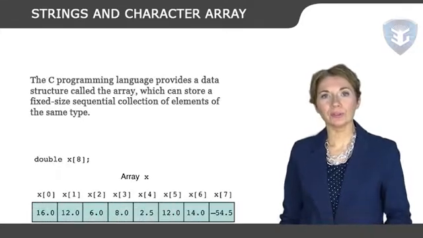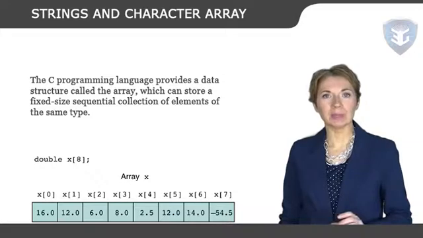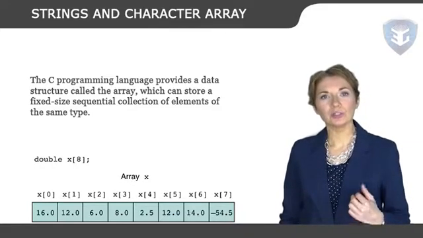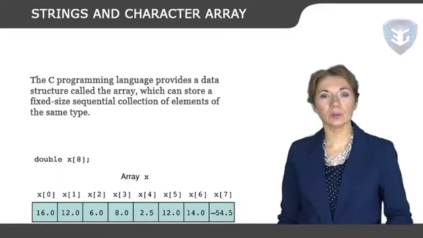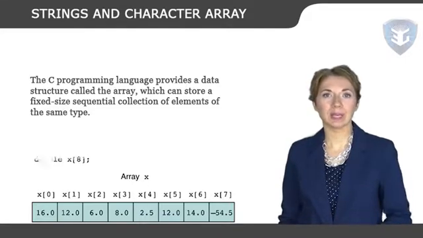Let's start with a brief introduction to strings and character arrays. The C programming language provides a data structure called the array, which can store a fixed size sequential collection of elements of the same type. An array is used to store a collection of data, but it is often more useful to think of an array as a collection of variables of the same type.